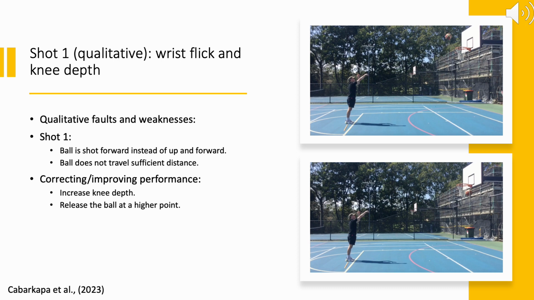Shot 1 shows 2 snapshots of the ball traveling in the air and falling short. This is due to the shooter not bending his knees enough. In order to fix this, an increase in knee flexion will result in an increase in force reduction, thus increasing the distance the ball travels.